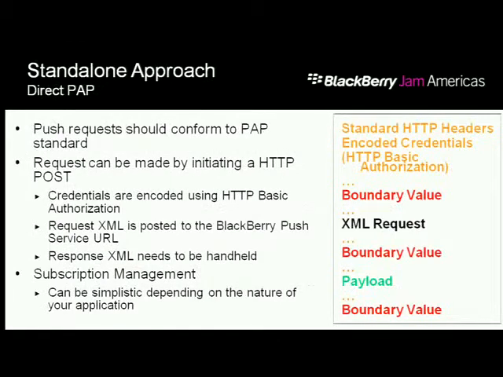So if you drill down into the standalone approach, you're directly using PAP, and you first initiate an HTTP post. You encode your credentials using HTTP basic authorization. Those are the credentials that we provide to you when you register for the evaluation service or the production service. The request is posted to the BlackBerry Push Service URL. You get a response and you handle the response. Any errors that you get, you handle those as well.